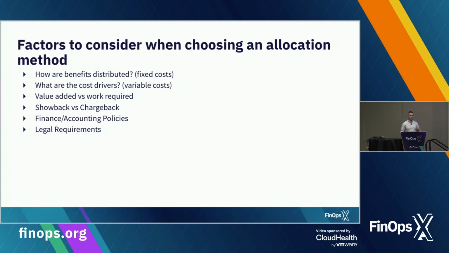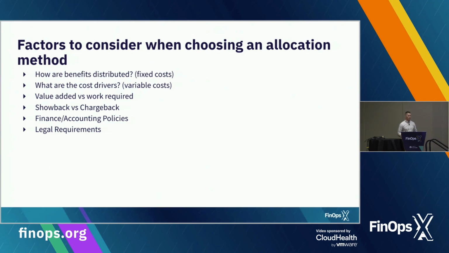And so these are some of the questions you ask as you're trying to decide which one makes sense. So how are the benefits distributed is one, and that's, again, more for fixed costs. If it's a variable cost, you're probably looking at the cost drivers. What is causing this spend? What would cause an increase or a decrease in spend? And that might be what you're using to allocate those costs.